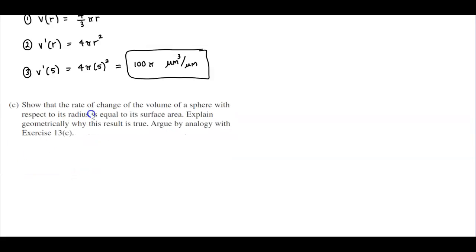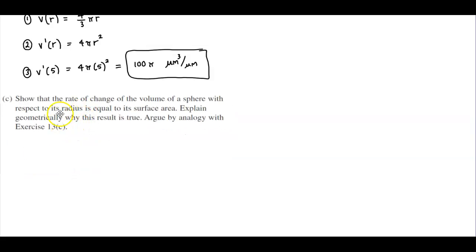Okay, next, we want to be able to show that the rate of change of the volume of a sphere with respect to its radius is equal to its surface area, and then explain geometrically why this result is true by using the same analogy we did in the previous exercise. Okay, so let's take a look at a sphere.